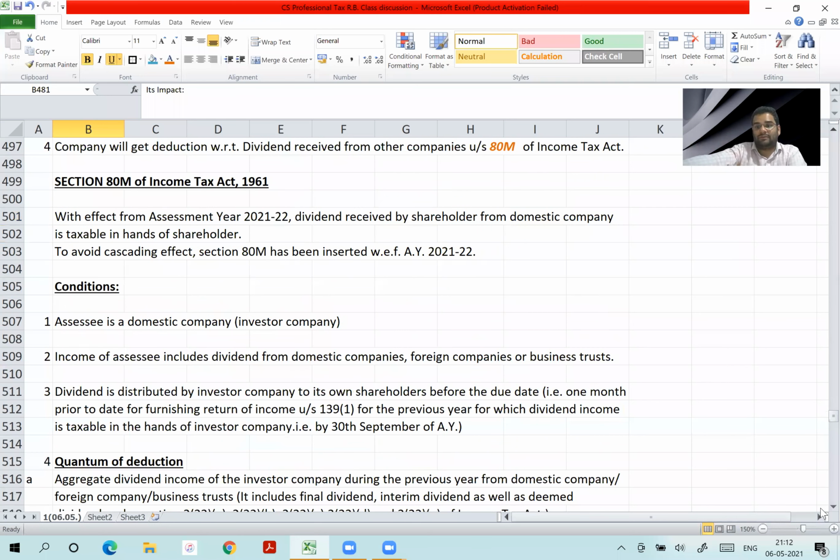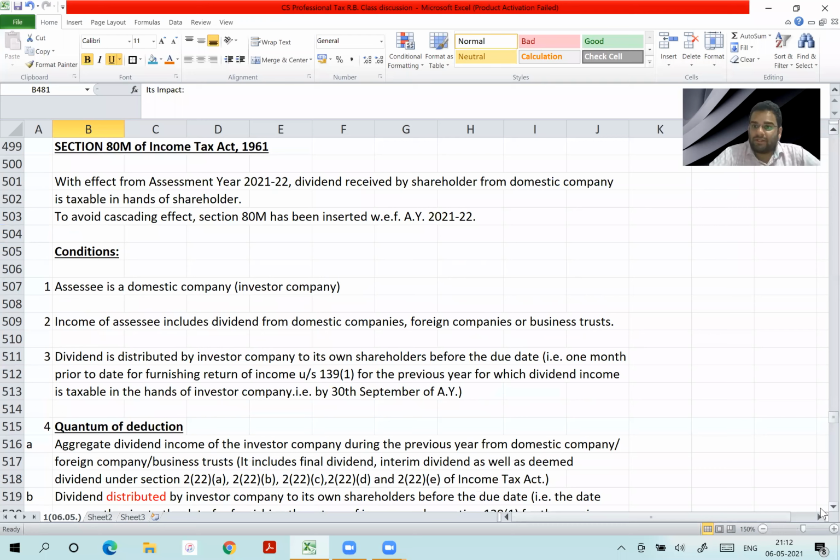Okay, listen carefully. What 80M says, listen carefully. I will tell you in short, then we will see technically. I am one Indian company and I got dividend from another Indian company. Correct? Now understand that the dividend which I received is say 10 lakh rupees. Then the government is trying to give me deduction of that 10 lakhs.